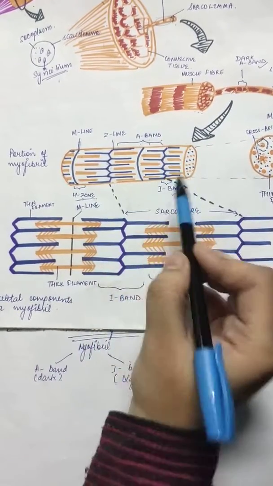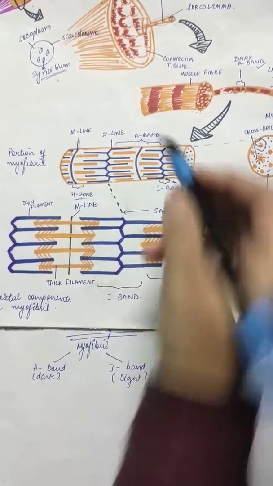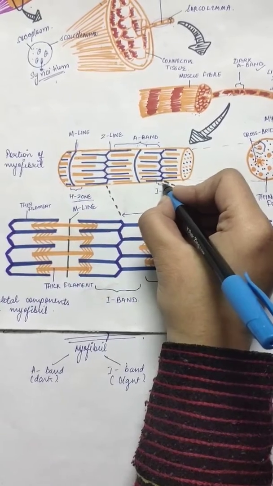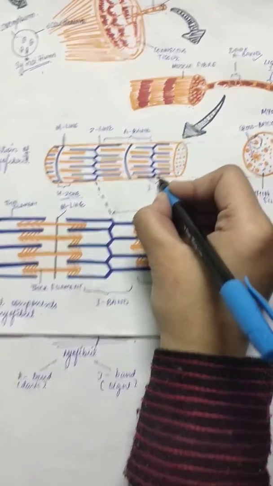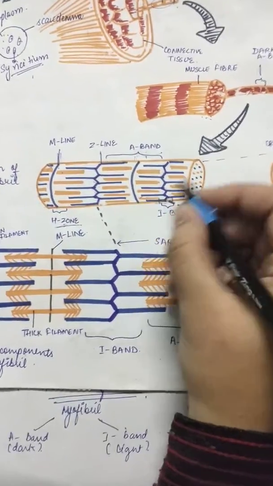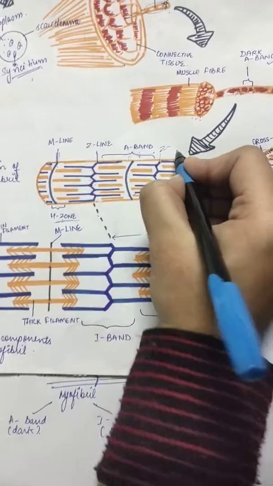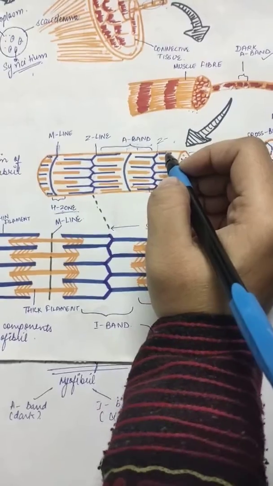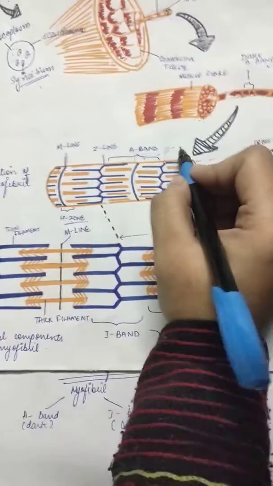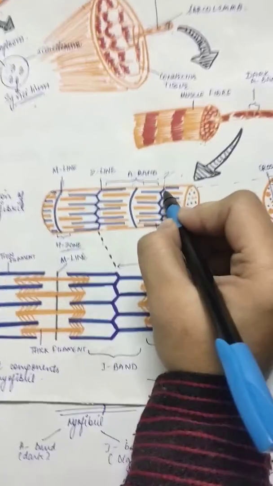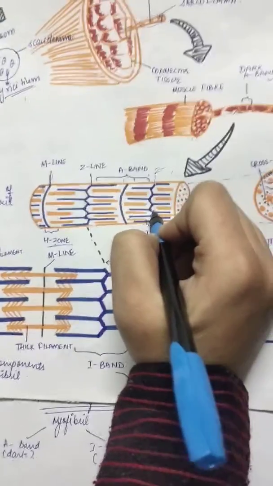The center of the I band contains the Z line. This is the Z line. It's the zigzag Z shape. The Z lines are the cross membrane, also known as Dobie's line.